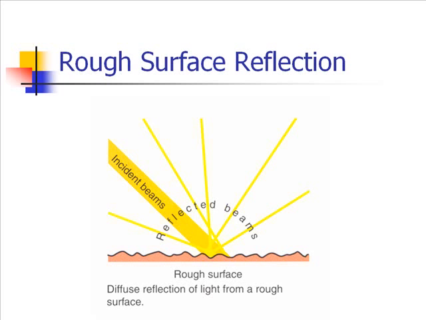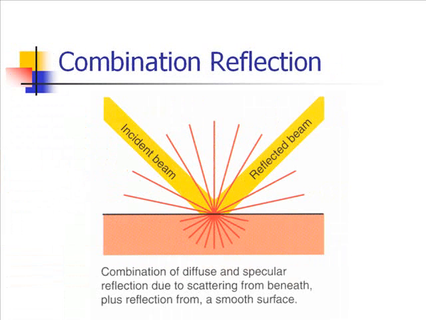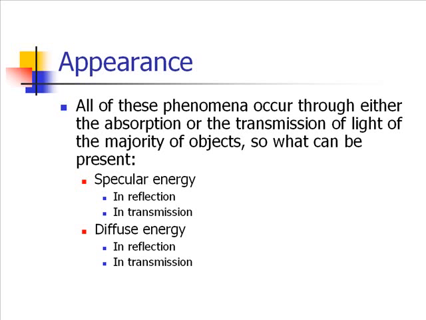And then we can have diffuse and specular reflectance due to scattering from beneath. So we get both types. Any kind of object really has both types of reflectance, specular reflectance and diffuse reflectance. All these occur through either absorption or transmission of light, for the majority of objects. Both of those can be present, like I mentioned, either in transmission or in reflectance. And it can all happen at the same time, especially if it's a translucent material.